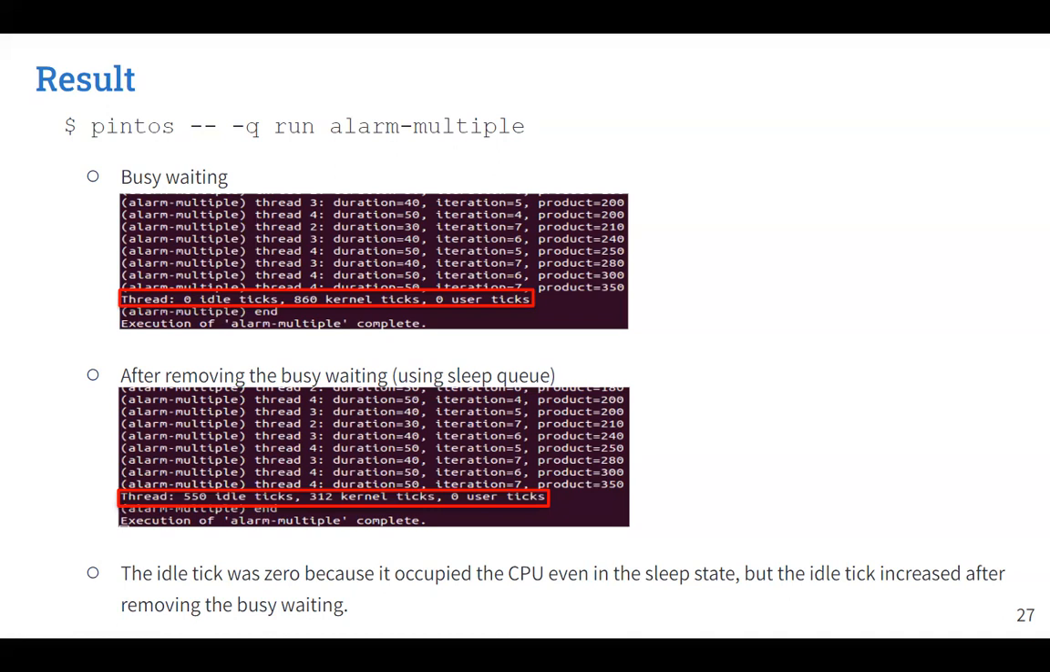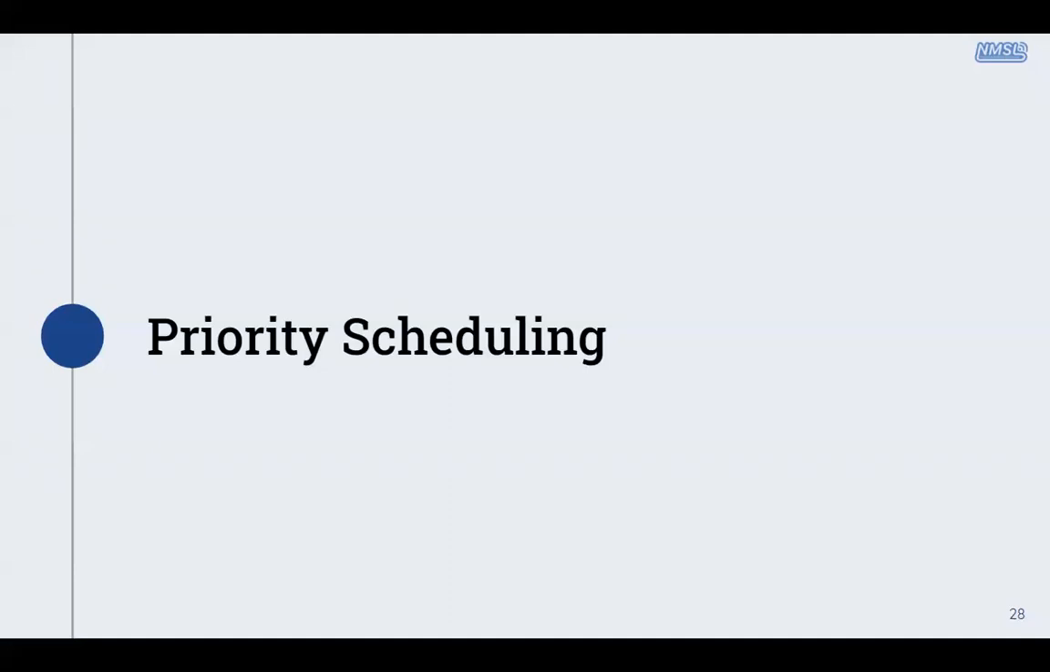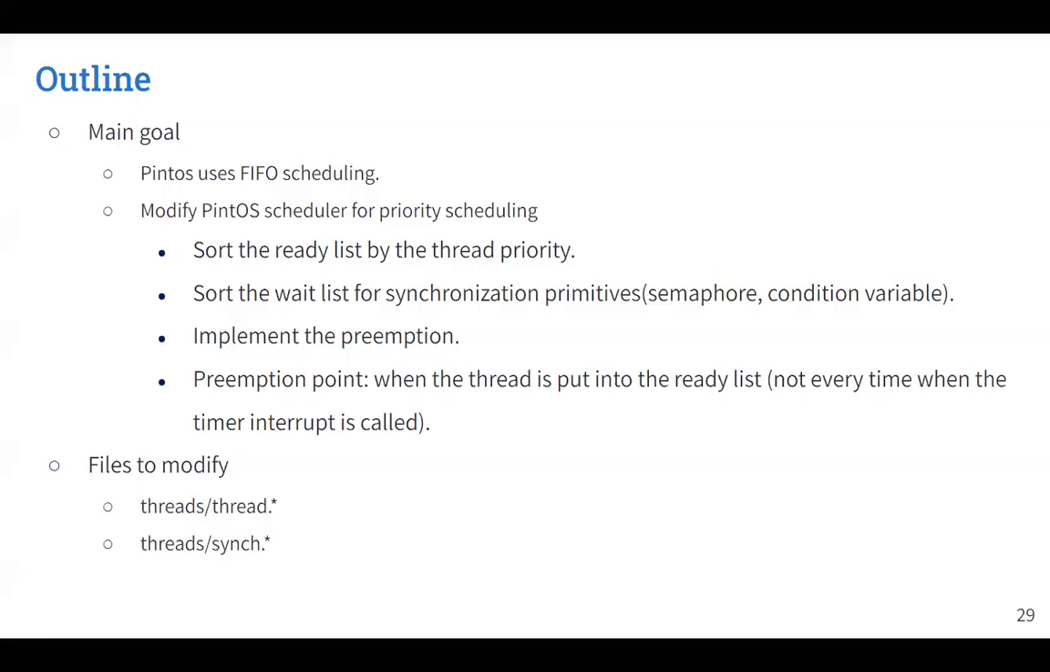Okay, so I'll move on to the next part, which is priority scheduling. The main goal here is that Pintos right now uses FIFO scheduling, meaning first in, first out. And we want to modify the Pintos scheduler to do priority scheduling. So we want the threads with higher priority to run first, faster than the threads with lower priority.